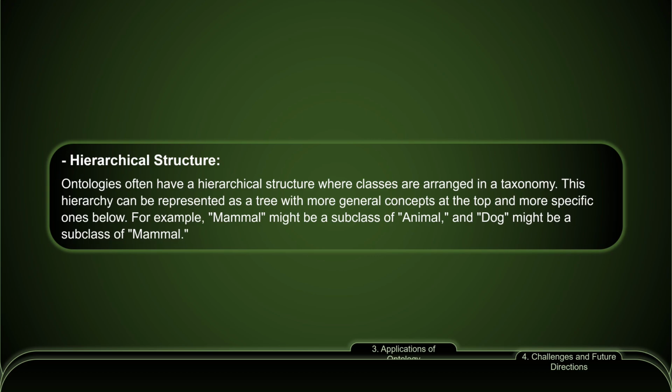Hierarchical structure. Ontologies often have a hierarchical structure where classes are arranged in a taxonomy. This hierarchy can be represented as a tree with more general concepts at the top and more specific ones below. For example, mammal might be a subclass of animal, and dog might be a subclass of mammal.